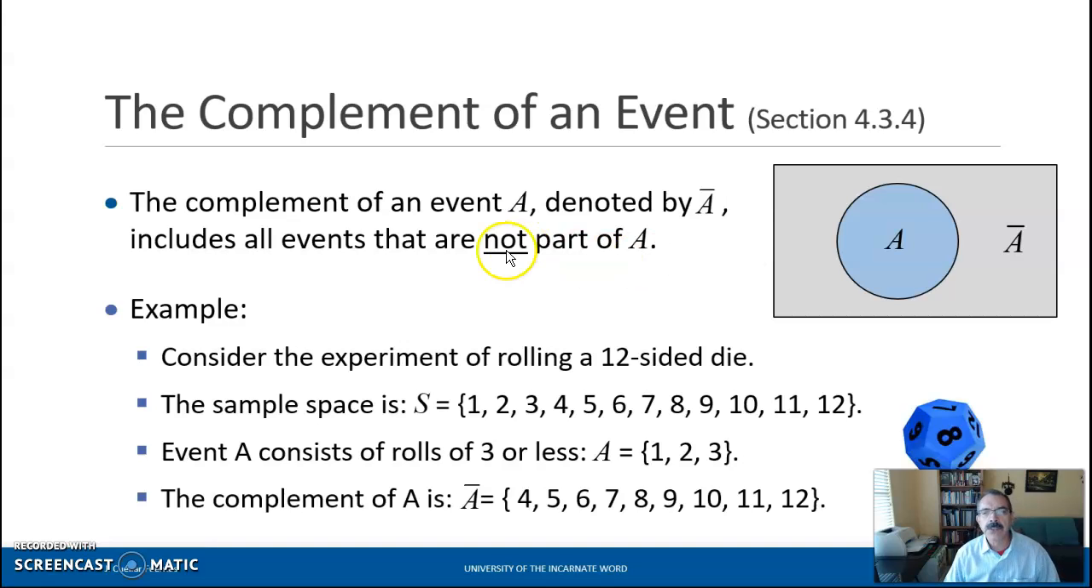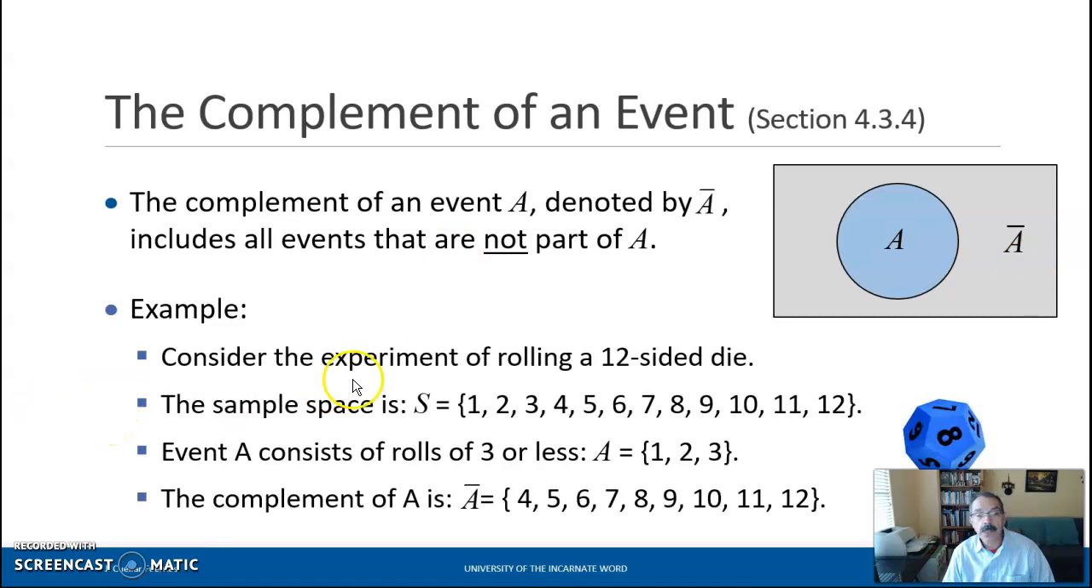So the complement of event A, we're going to denote it by A bar, includes all the events that are not part of A. So if this bluish circle is the event A, and the gray area together with the elements in A is the sample space, then the complement of A is everything that is in the gray area and not in the blue area. So A complement is what is highlighted here by the gray area.